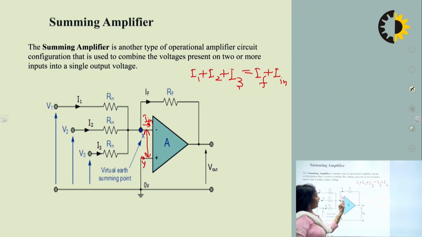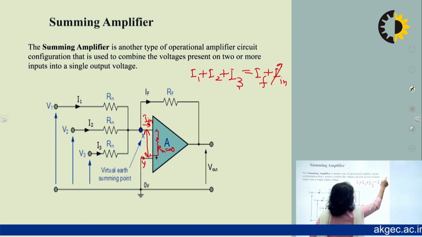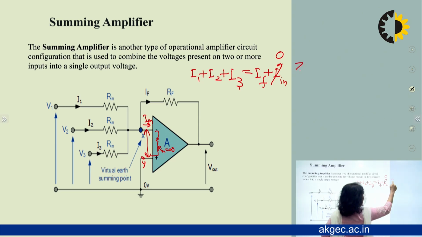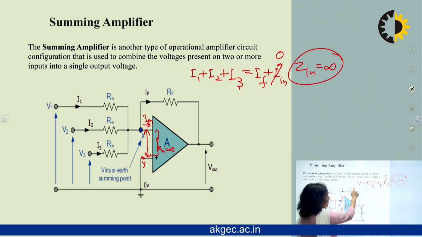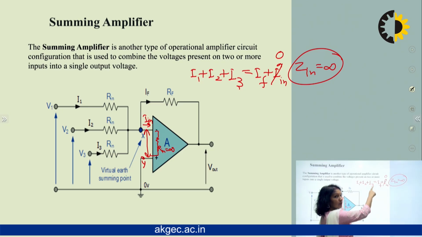But we know that the input resistance connected here is infinite, and because of that I input will be equal to 0. Because I input is 0, the voltage across this will be equal to 0. That means this is at 0 potential, so point X will also be at 0 potential, which means virtual short. So in this equation, I input will be equal to 0 because of the infinite input impedance. Your equation will be reduced to I1 plus I2 plus I3 is equal to IF.